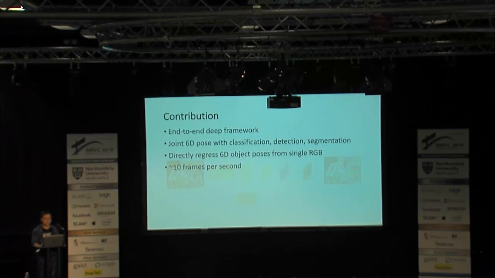So in conclusion, our contribution consists of 4 parts. The first one, we propose an end-to-end framework and jointly do 6D pose estimation with classification, detection, and other 2D tasks. And we directly regress the 6D object pose from a single image without any post-processing. And at last, we achieve 10 frames per second, which I think is enough for real-world application.